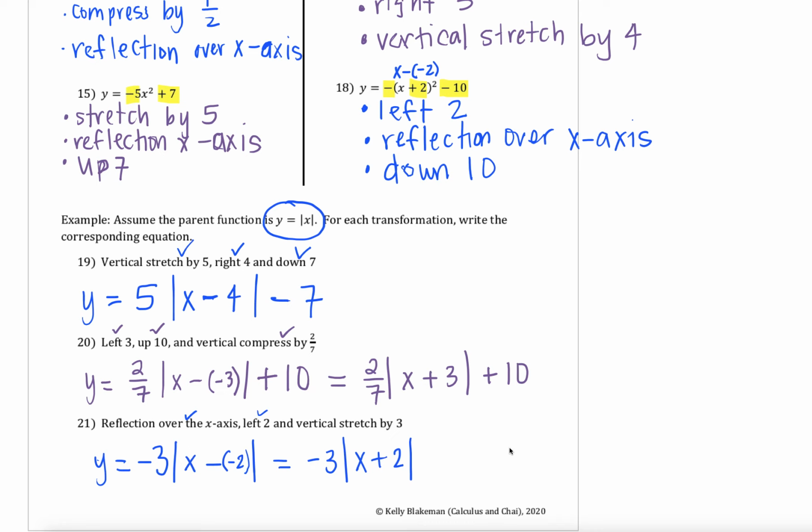So in this video, we learned about what our different transformations were. We have our vertical shifts, our horizontal shifts, we have our reflections over the x-axis or the y-axis, and we also have our vertical stretches or compressions.